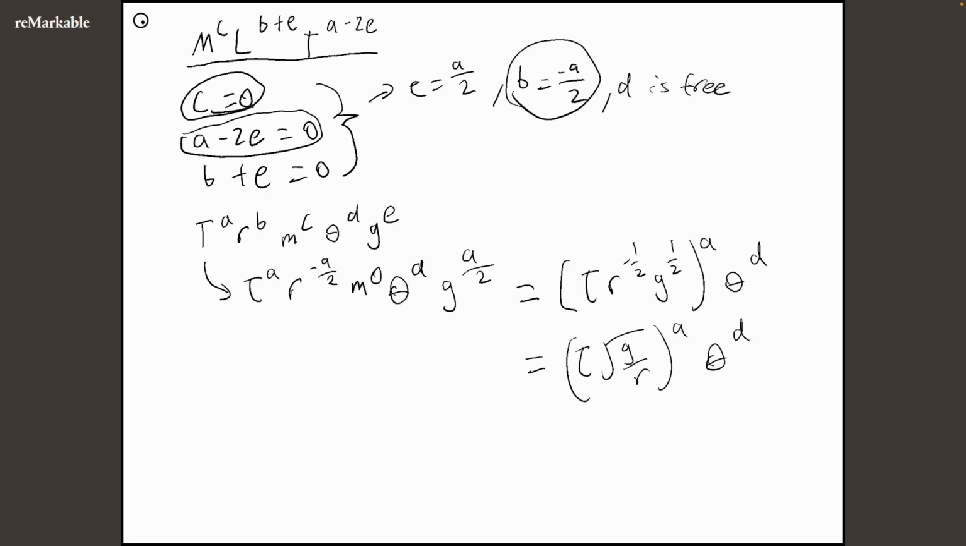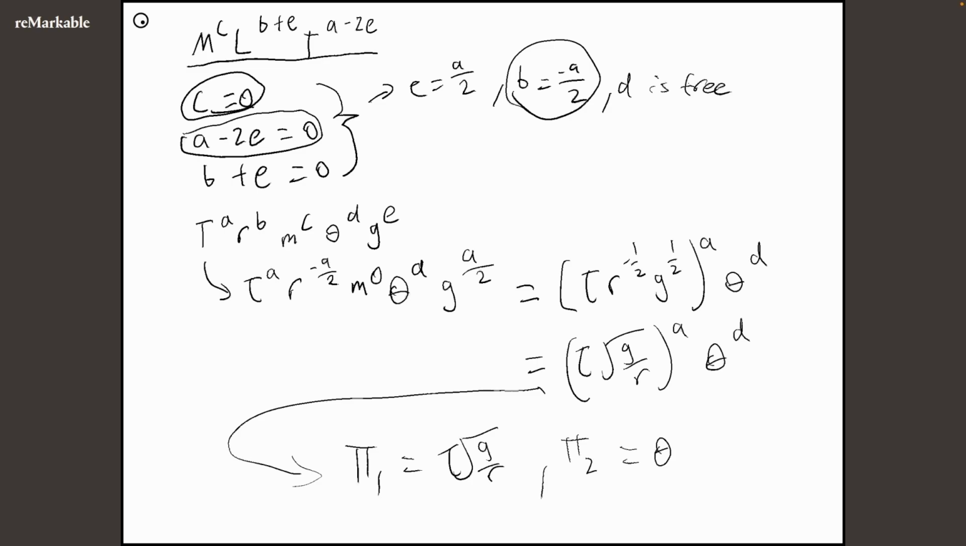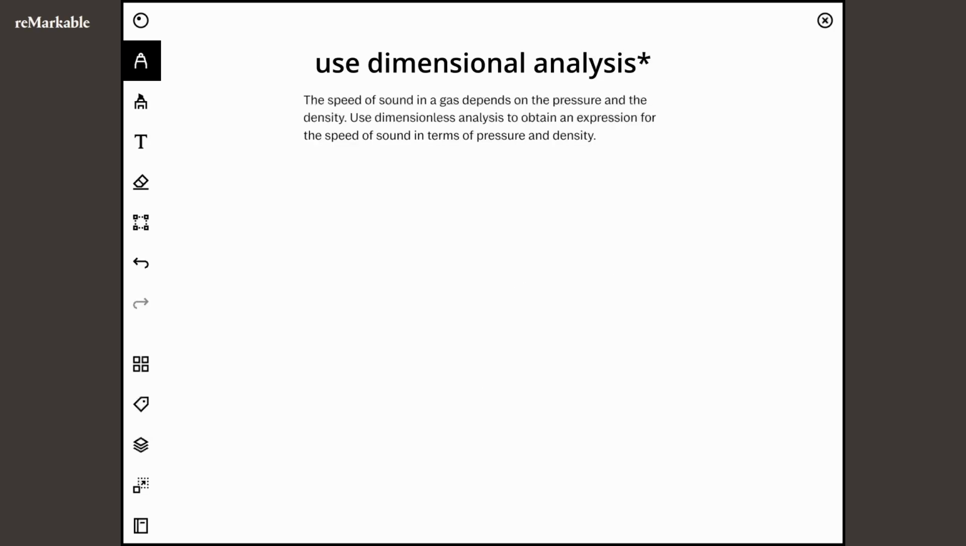We then want to get the independent dimensionless products from this, which would be tau times root of g on r, and theta, where each represents just an independent dimensionless product. Alright, now let's do a proper question.